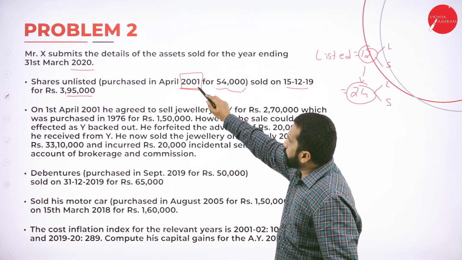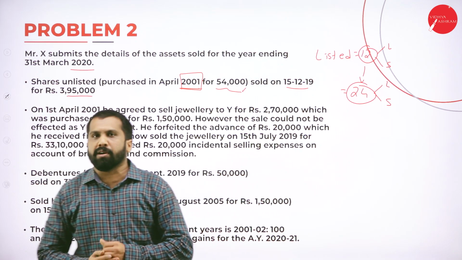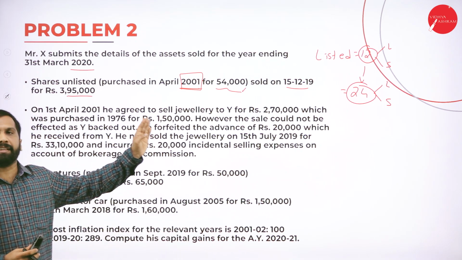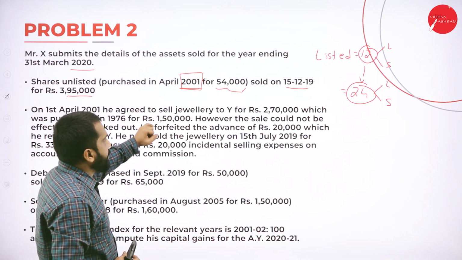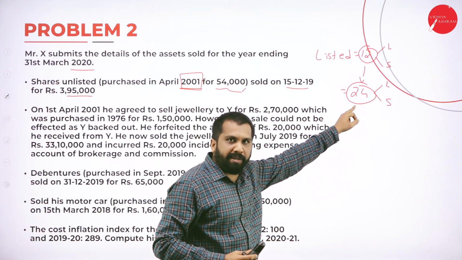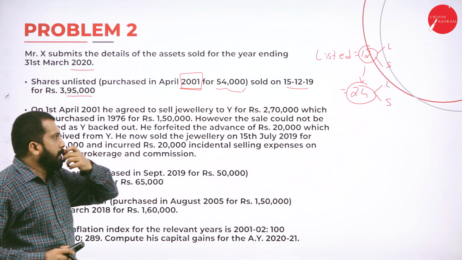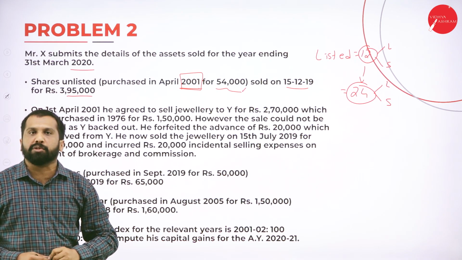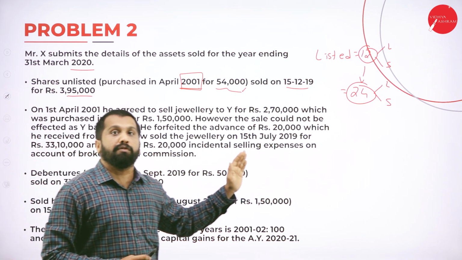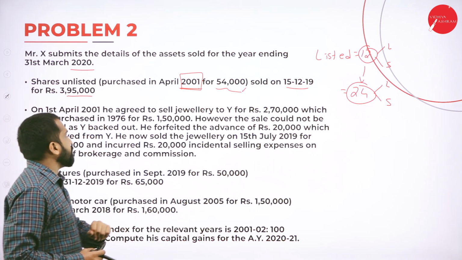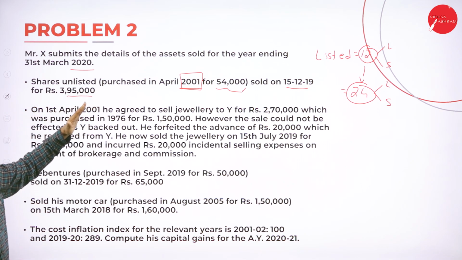Now, between 2001 and 2019, is it short term or long term? It is almost 18 to 19 years. For unlisted shares, what is the time period? 24 months. Is it above 24 months? Yes. So we consider it as long term. In case of long term, we should always go for indexation. Now, the first one is all about your unlisted shares. Clear? We'll go to the second one.